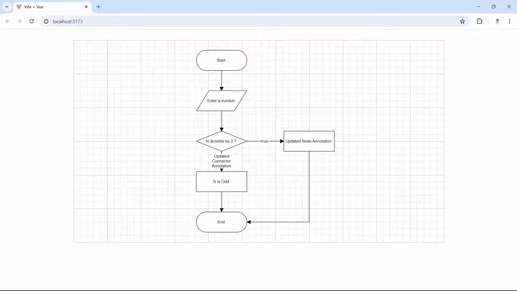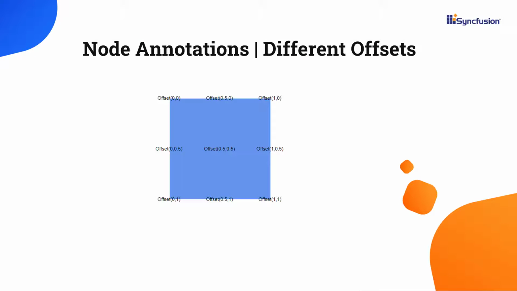Next up, I'll show you how to customize the annotations. First, I will show you how to align the node annotations using the offset property. Look at this image. It represents different offset values in which the node annotations can be positioned. 0, 0 represents the top left corner, 1, 1 represents the bottom right corner, and 0.5 signifies the midpoint along any line in the node. You can set any fractional value between 0 and 1 for the x and y properties.